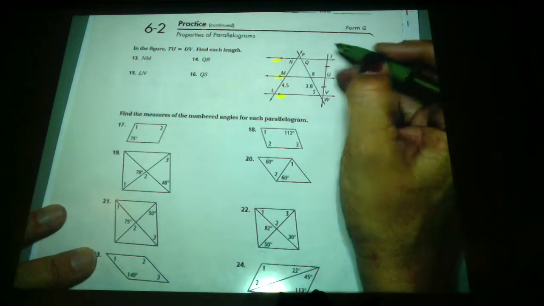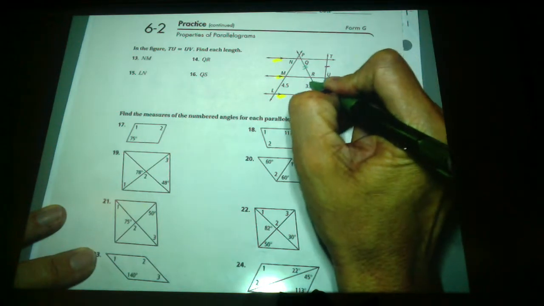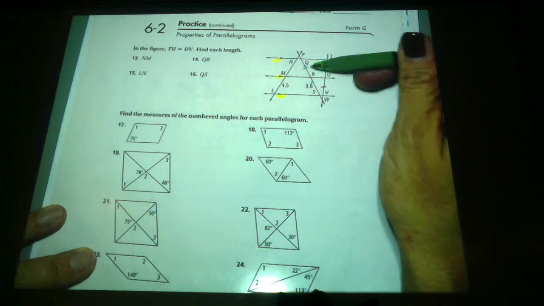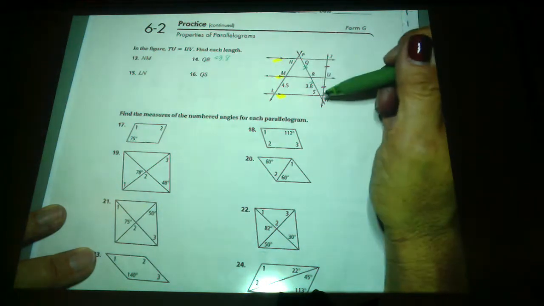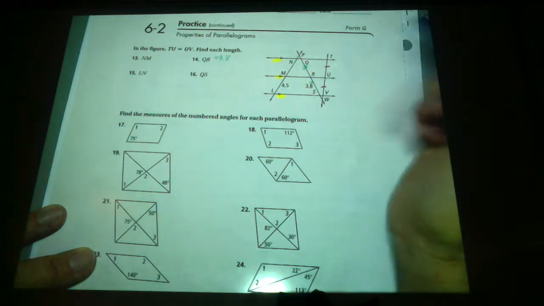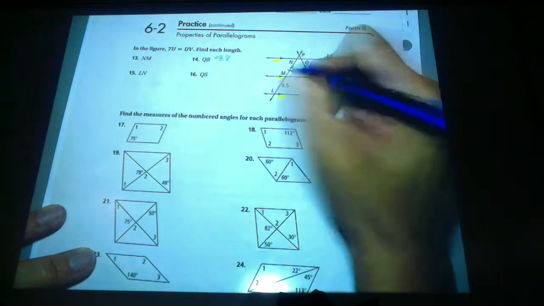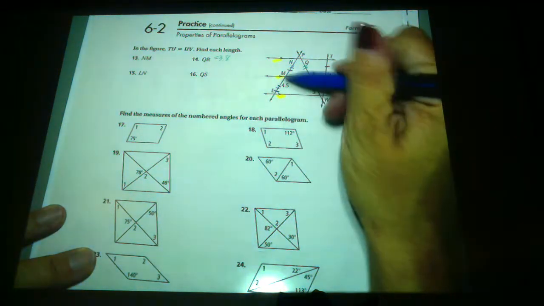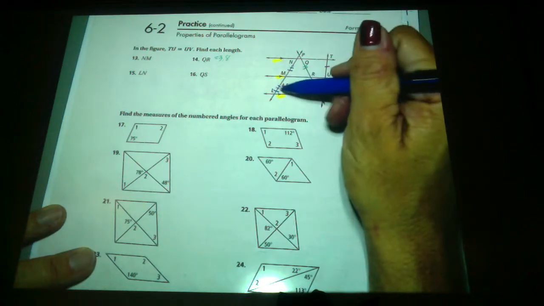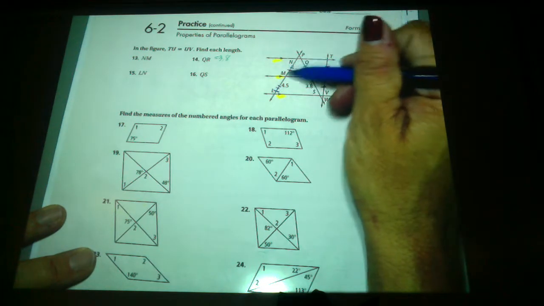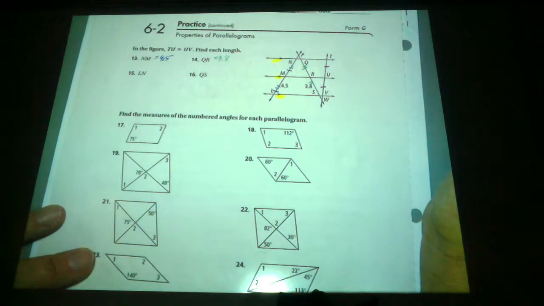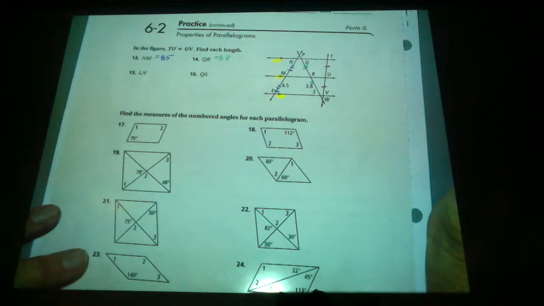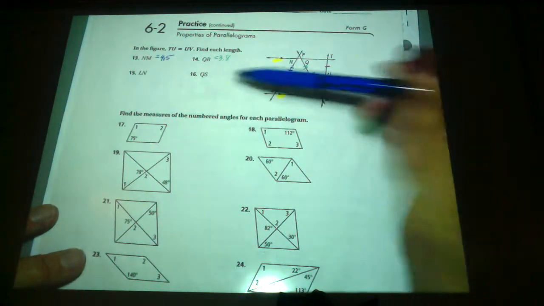So wouldn't QR be equal to RS? If RS is 3.8, wouldn't that be QR as well? So wouldn't this equal 3.8? No math needs to be shown, other than obviously you're drawing the picture when you go to do your homework. And then on top of that, wouldn't NM be congruent to ML? I'm sorry, they asked you for MN. Wouldn't NM be 4.5? So I want you to find the distance from L to N and the distance from Q to S, please.